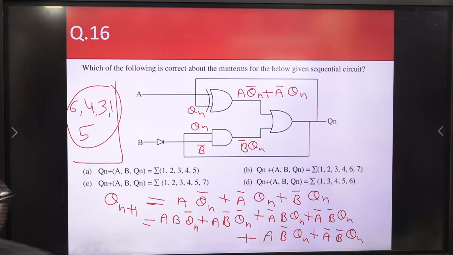So I hope this is clear to all of you. Please confirm. Sequential circuit concept. Now let us see our next question.